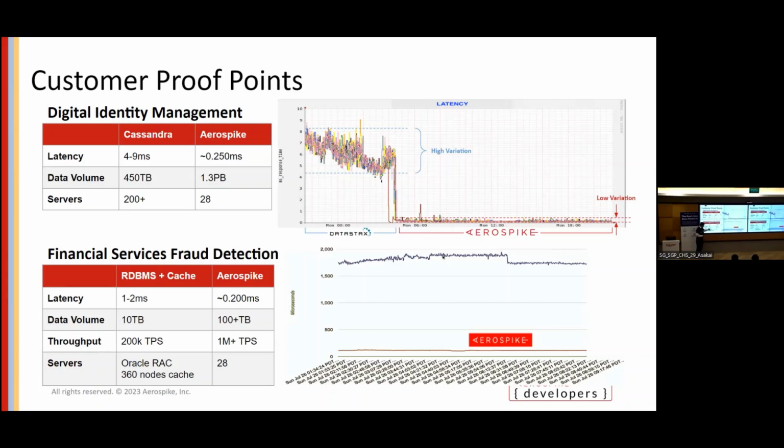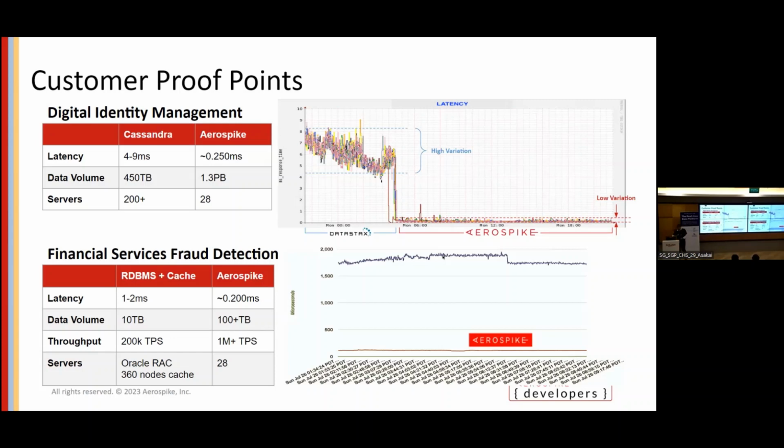Throughput went from 200,000 TPS, transactions per second, to over 1 million transactions per second. And the servers, you can see more than 360 nodes of Oracle RAC were replaced by just 28 Aerospike nodes. So you can see there's a drastic difference here.